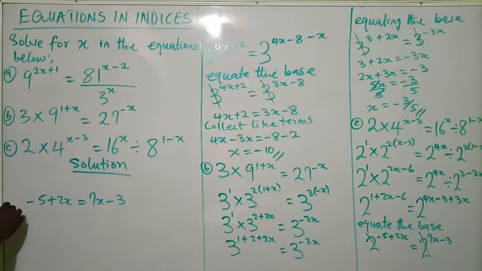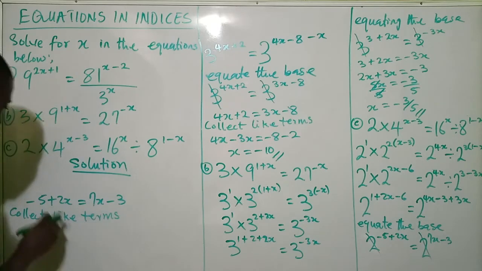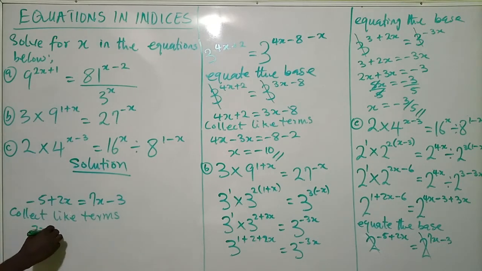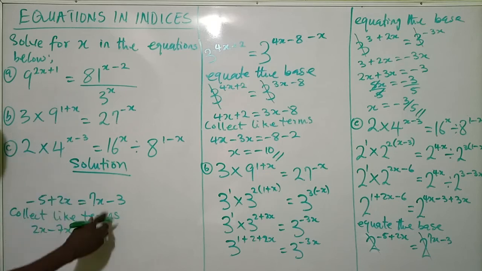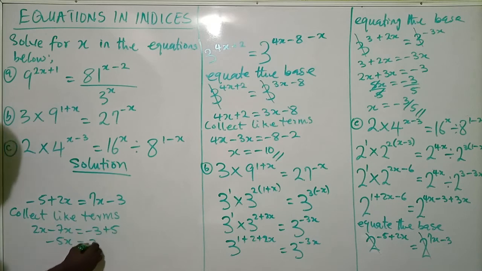So what do I do from here? Collect like terms. When you collect like terms, this and this are like terms, this and this are like terms. So this is 2x minus 7x equals minus 3, and this comes this way, plus 5. 2x minus 7x is minus 5x. Minus 3 plus 5 is 2. So what do you do here? Divide both sides by minus 5.